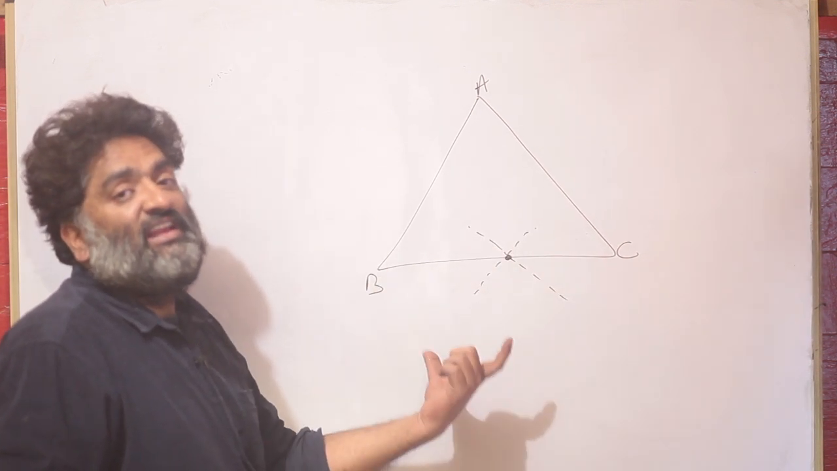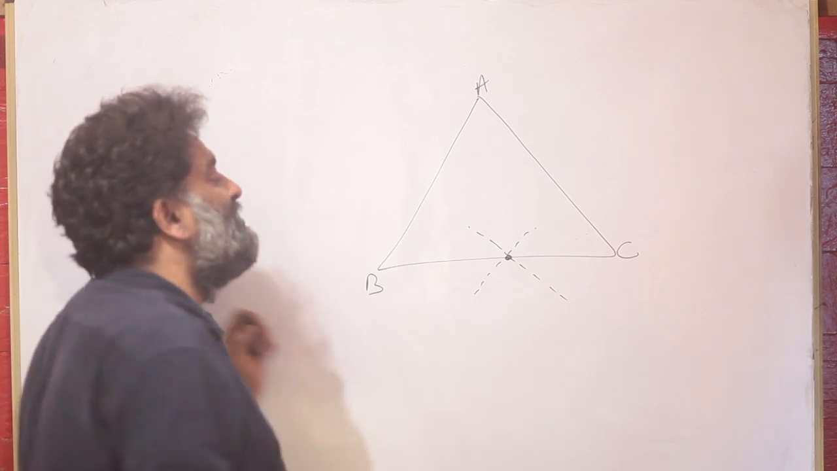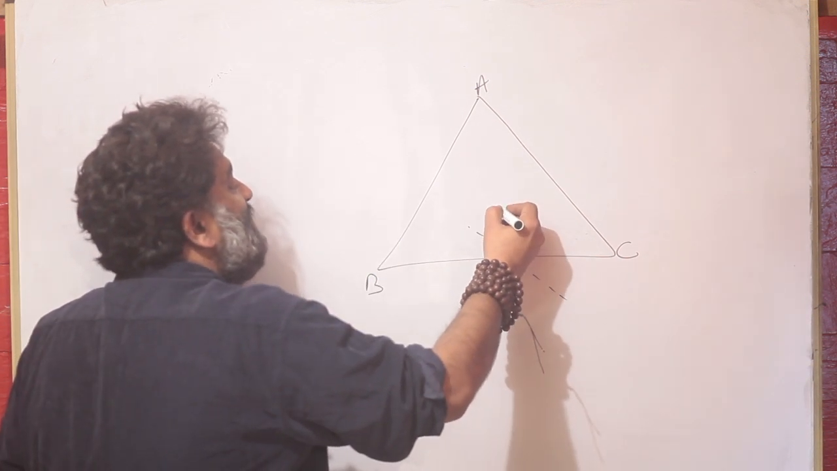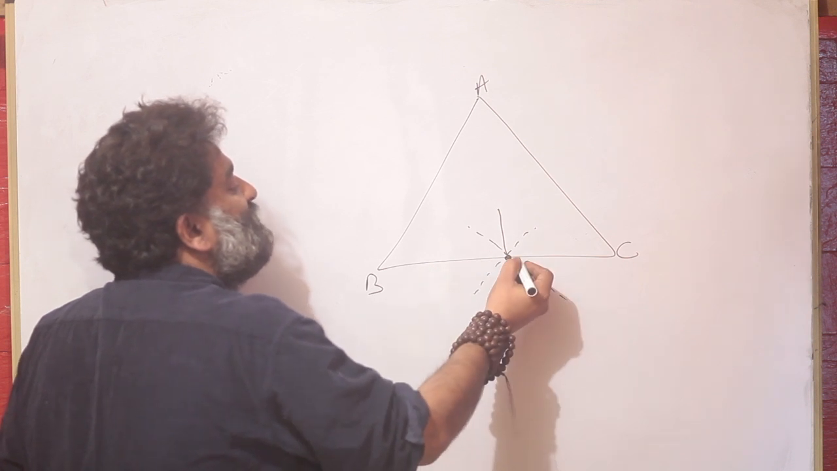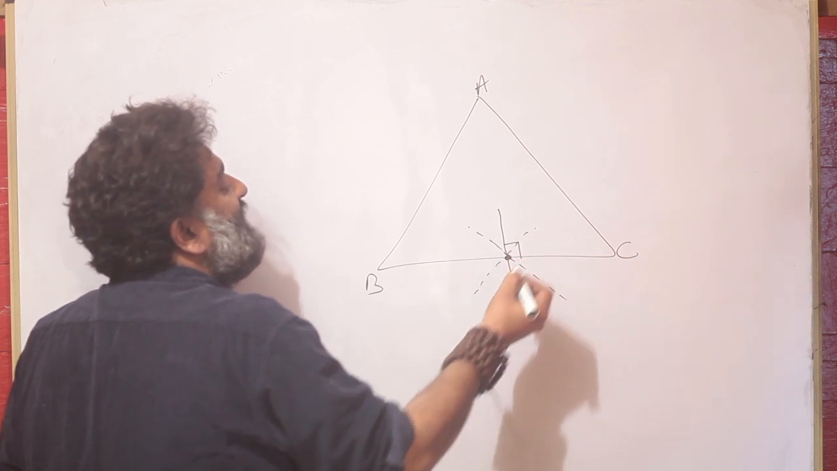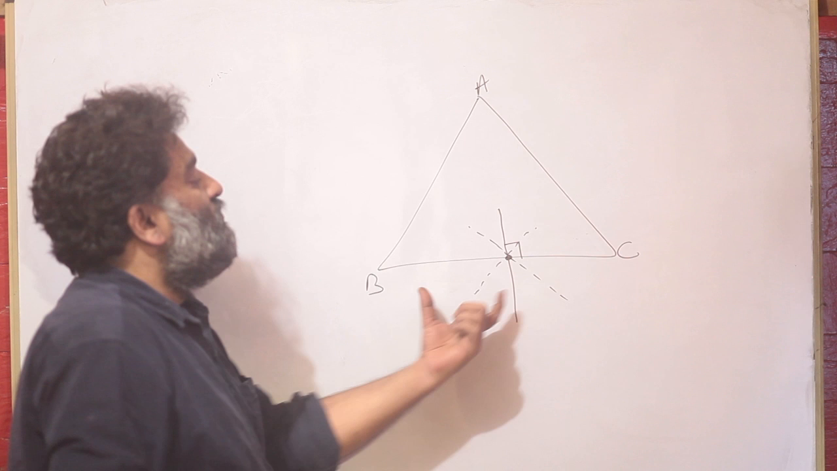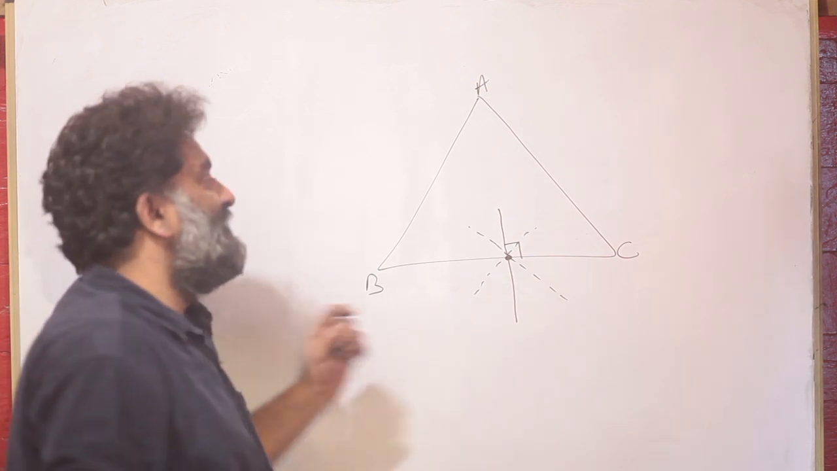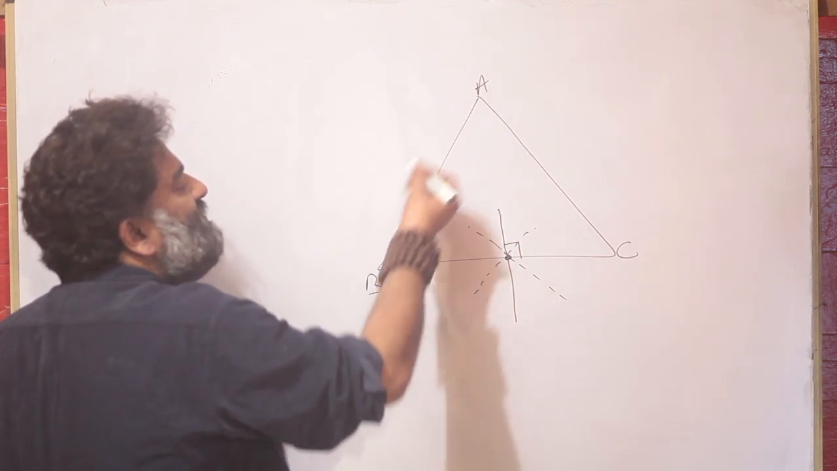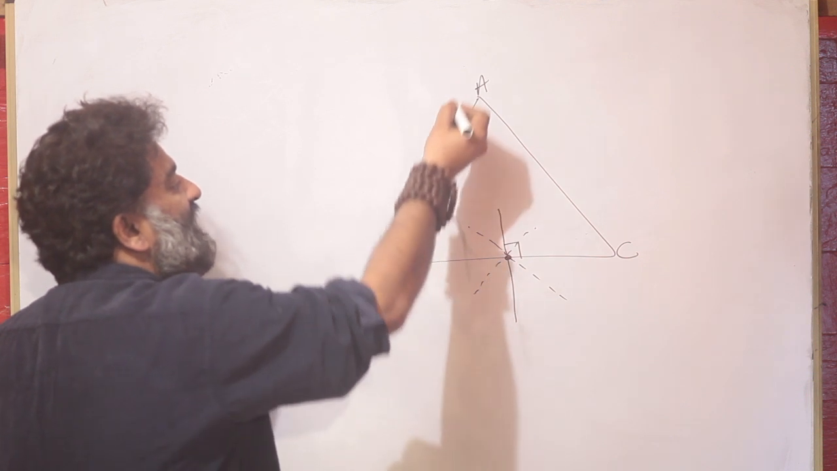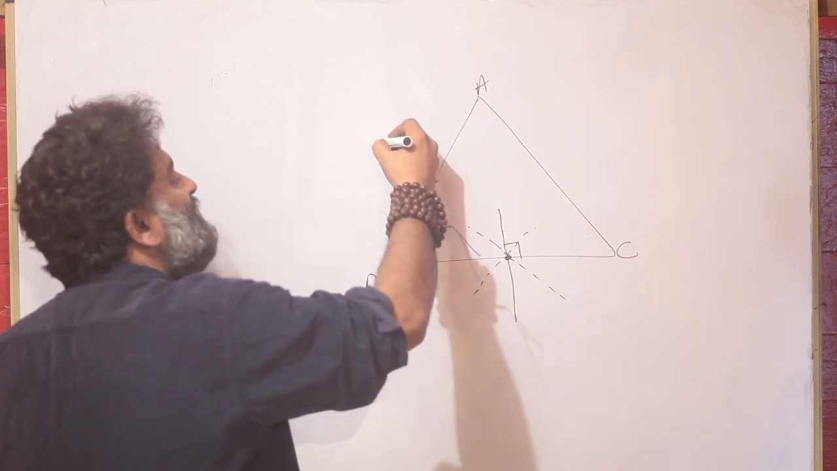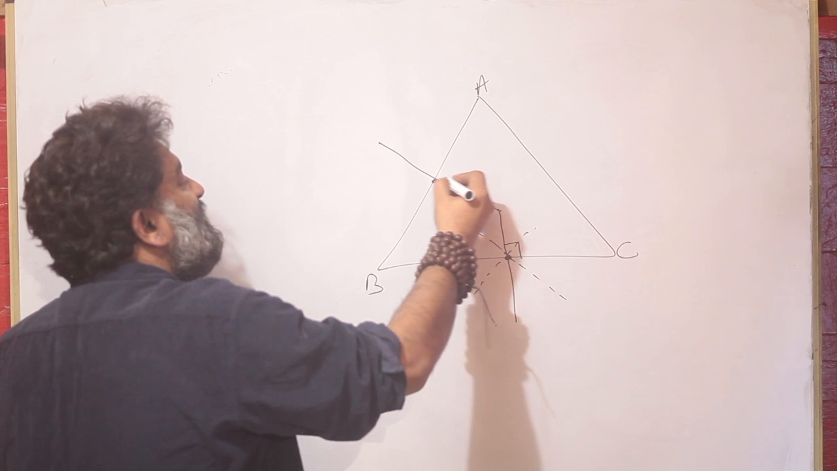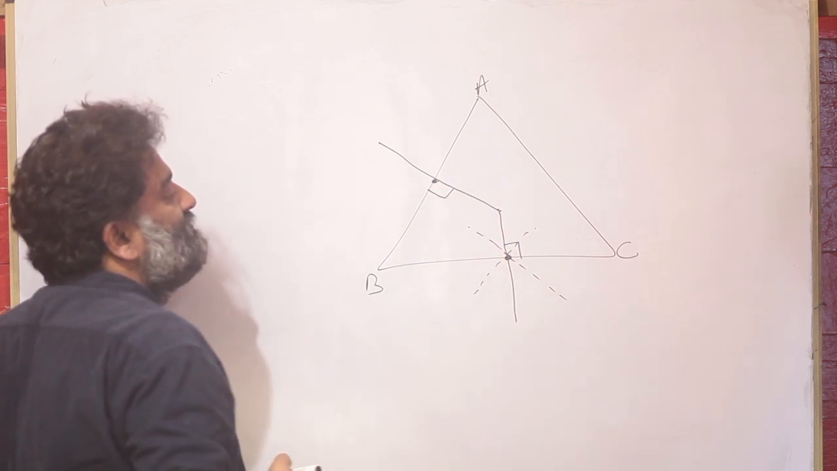But we are specifically interested in the perpendicular bisector. That means whatever line I am thinking of passing through the midpoint is going to create a 90-degree angle with the side. So this is the perpendicular bisector. And I can do it on, let's say, one more side: find the midpoint and create a 90-degree angle.